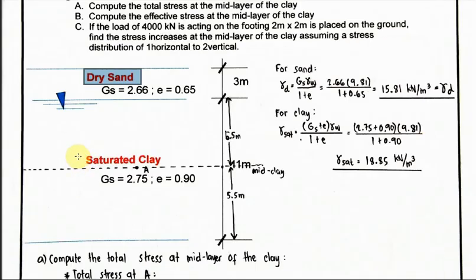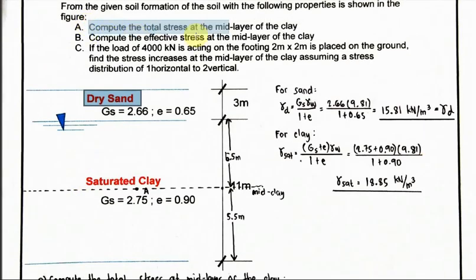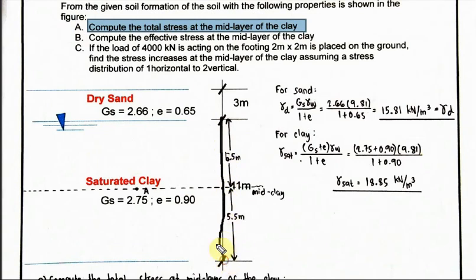Next, the first question is to compute the total stress at the mid layer of the clay. The total height of the clay is 11, so the mid layer is 11 divided by 2, which is 5.5. We denote this as point A.